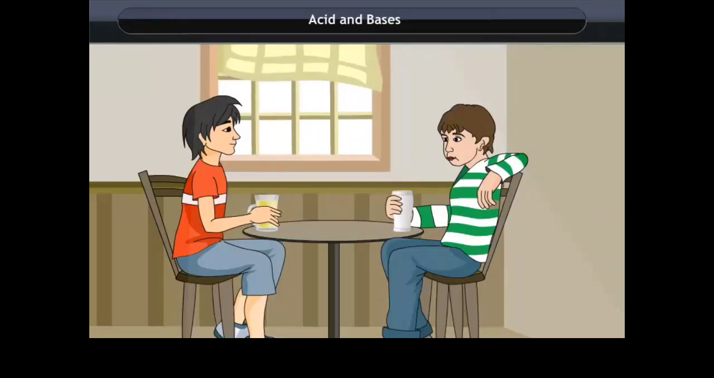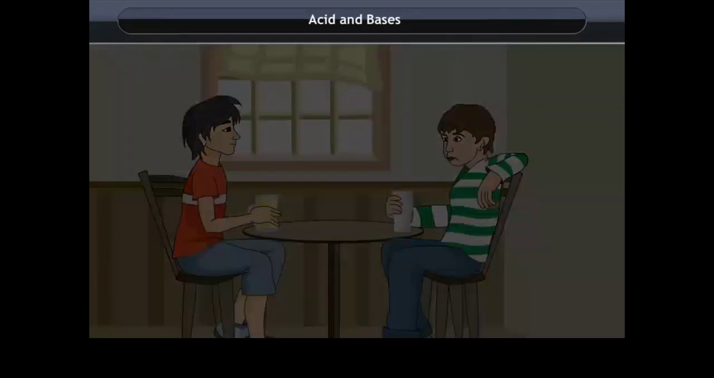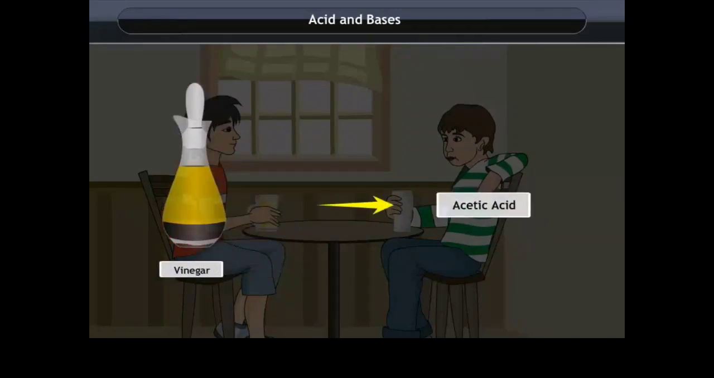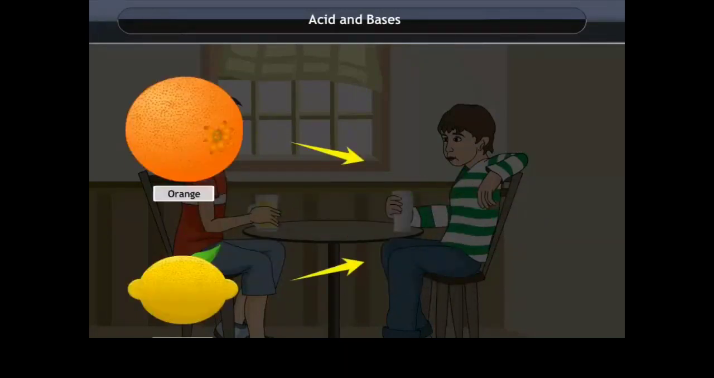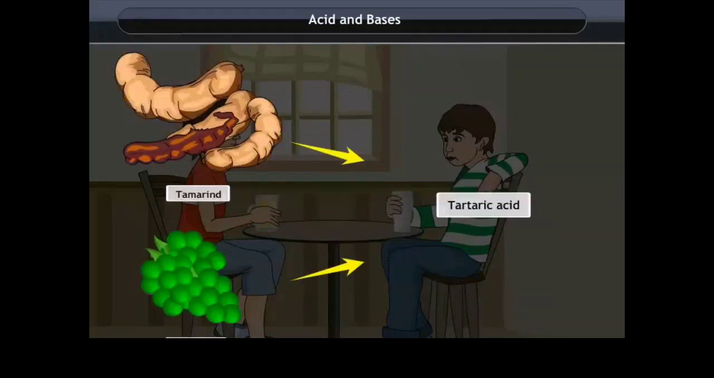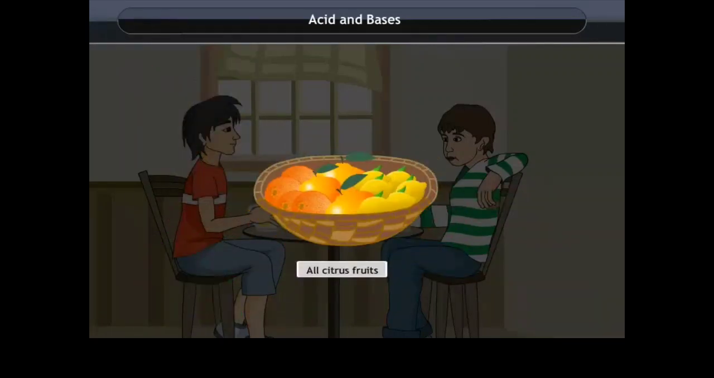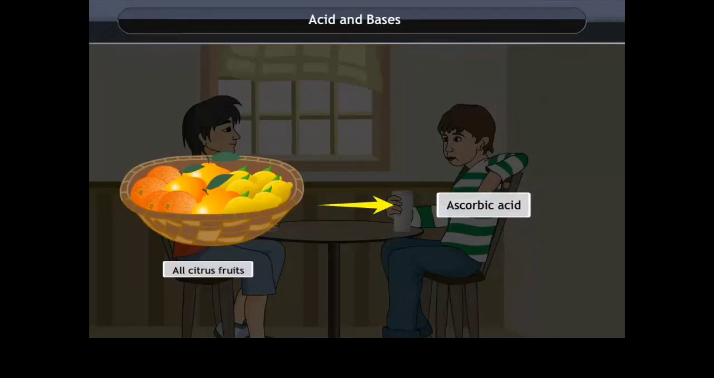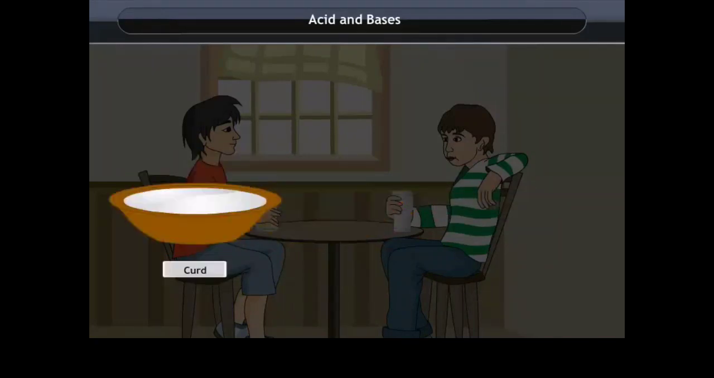Let us find out the acids and their sources in our daily life. For example, vinegar contains acetic acid. Lemon and orange contain citric acid. Tamarind and grapes contain tartaric acid. All citrus fruits contain ascorbic acid, while curd contains lactic acid.